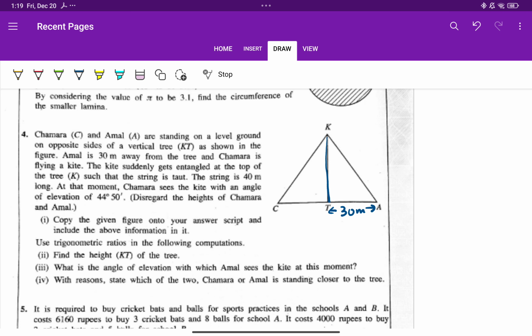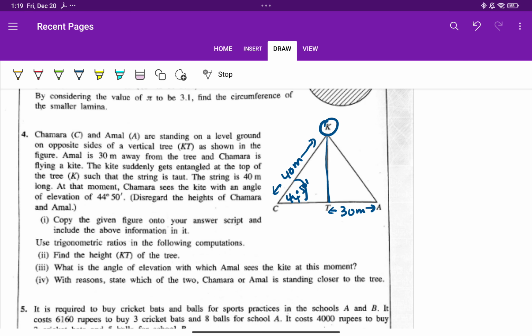And then Chamara is flying a kite. The kite suddenly gets entangled on the top of the tree, that is K, such that the string is taut. So the string has tension. The string is 40 meters long. At that moment, Chamara sees the kite with an angle of elevation of 44 degrees and 50 minutes. Chamara's angle of elevation disregards the heights of Chamara and Amal. So we have to copy this figure down, and then use trigonometry to answer the following questions.